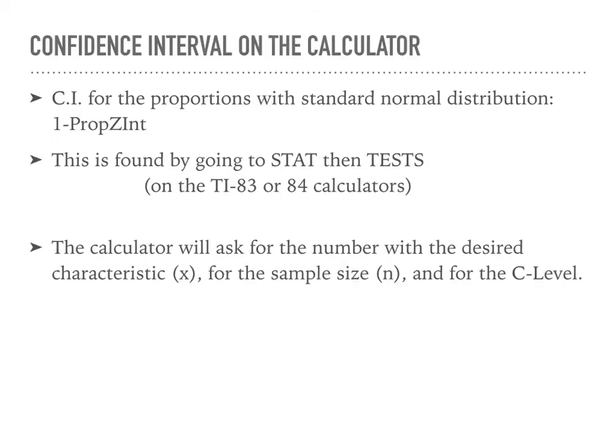Now again, you can do all of this on a calculator if you desire, and I do encourage you to be familiar with that, but understand that you have to be careful as you are plugging things in, using the correct functions and all of that on your calculator. But a confidence interval for proportions with a standard normal distribution function would be 1 prop z int. This again is found by going to stat and then over to tests on the TI-83 or 84 calculators. The calculator will ask for the number with the desired characteristic, so x, for the sample size n, and for the C level.